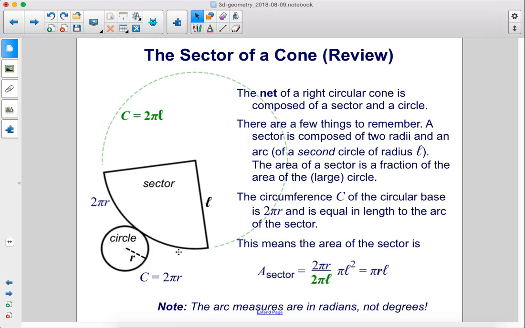A sector is composed of two radii and an arc of a second circle of radius L, so this circle here. The area of a sector is a fraction of the area of the large circle. The circumference C of the circular base is 2 pi r and is equal in length to the arc of the sector. This means that the area of the sector is 2 pi r over 2 pi l times pi l squared, which equals pi r l. Note, the arc measures are in radians, not degrees.